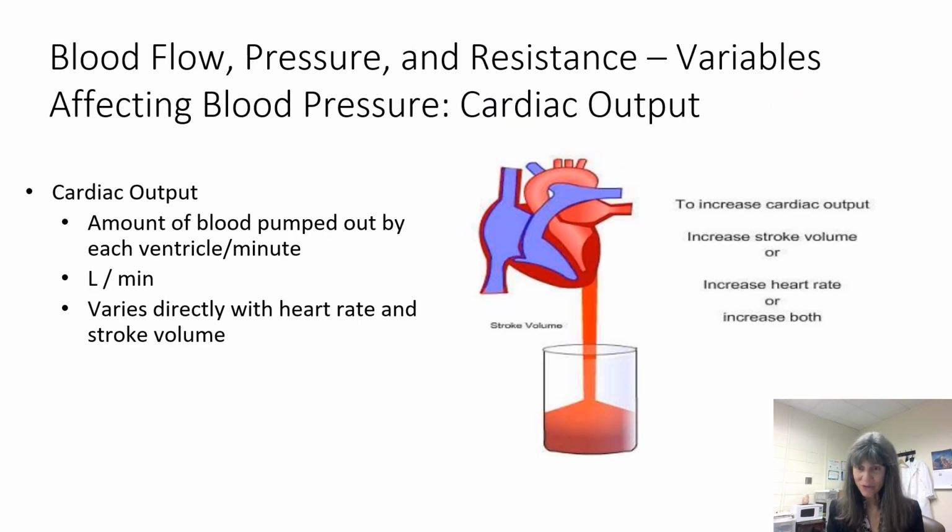Remember that cardiac output is the amount of blood pumped out by each ventricle per minute, and it's usually measured in liters per minute. Cardiac output, as you remember, varies directly with heart rate and stroke volume, because if we increase the heart rate at which the heart is beating, or if we increase the stroke volume, which is the amount of blood ejected by that ventricle, then we can increase cardiac output. So either one of those factors or both will increase cardiac output.